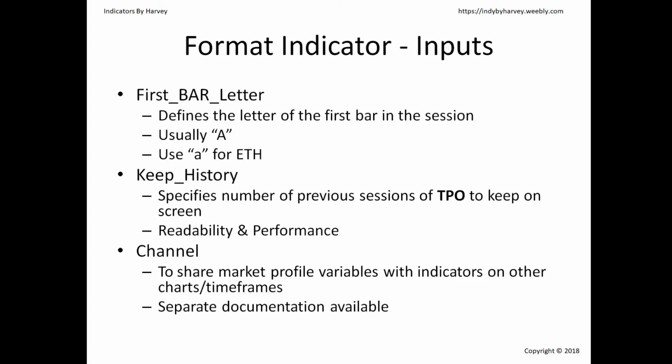A few other inputs. You can set the first bar, the letter that the first bar is represented by. It's usually a capital A. You'll see when we go into the sample workspace that I use a small a for ETH. Keep history. You can define how many days back of TPOs you want to keep on your chart. And channel is an ability to share market profile variables with indicators on other charts and timeframes. That's a bit more complicated to focus on in this intro video. There is documentation available, and I would suggest you take a look at that.